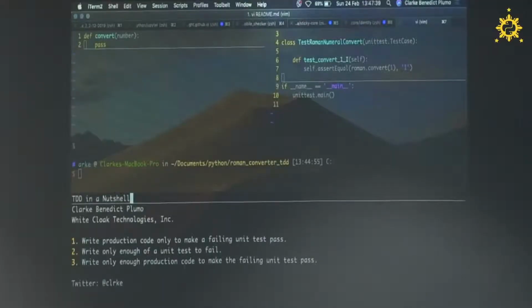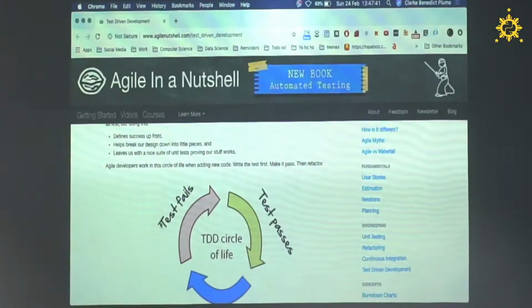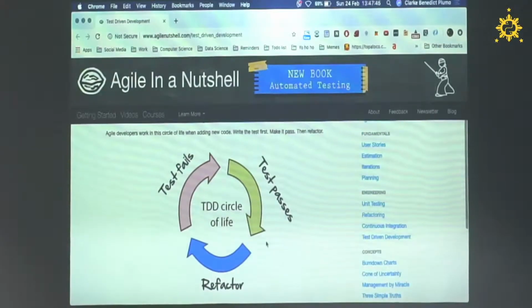About TDD in a nutshell. The common misconception for TDD is that as long as you're writing tests, you're writing TDD. That's wrong. Actually, TDD follows these three laws. In a nutshell, it's write a failing unit test, make it pass, and refactor if applicable. All right, so let's do that.